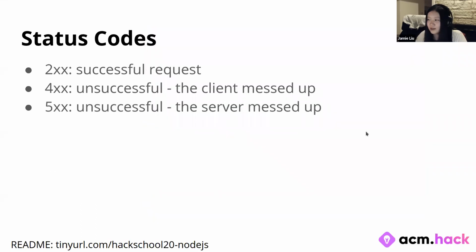Okay, next slide. So we mentioned status codes earlier, and here are the general categories of status codes. All of the ones in the 200s indicate that our request was successful. The ones in the 400s and 500s are both for unsuccessful requests, but the 400s are for if the client messed up somehow, whereas the 500s are if the server messed up somehow.